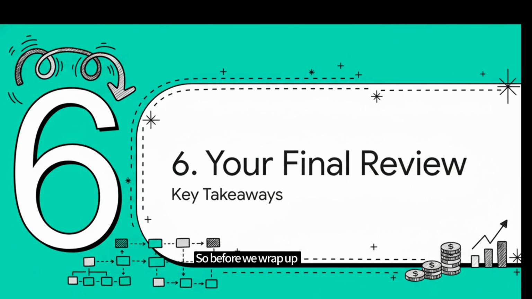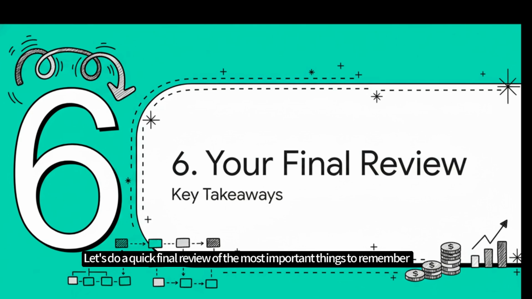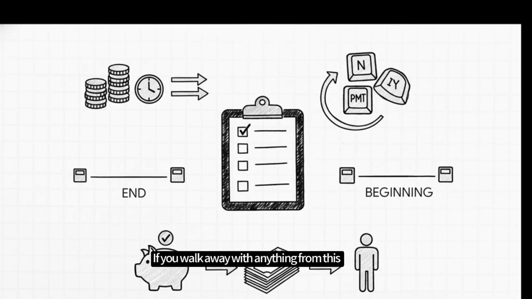So, before we wrap up, let's do a quick final review of the most important things to remember. This is the stuff you really want to lock in. If you walk away with anything from this, let it be this. Always, always check your timing and your consistency. Is it an ordinary annuity at the end of the period or an annuity due at the beginning?